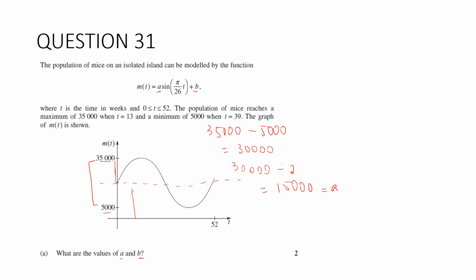Now, if I take this 5,000 here, it's not drawn to scale this, and add on that amplitude, I'm going to get this equilibrium position. So 5,000 plus 15,000, which is 20,000, is going to be equal to B.